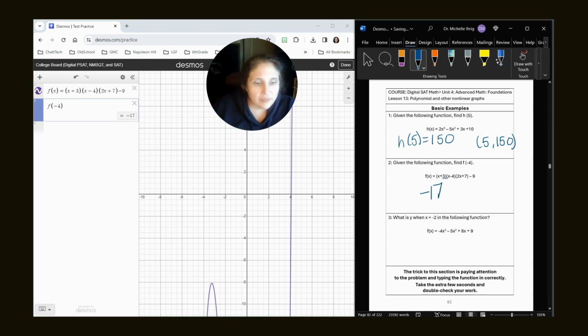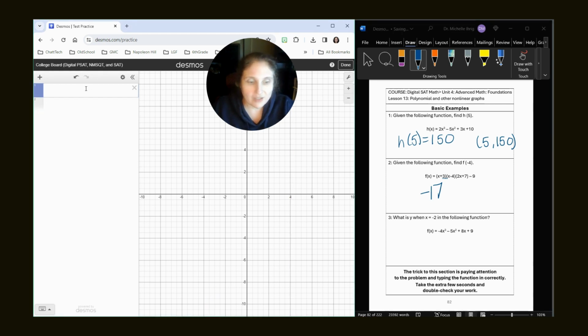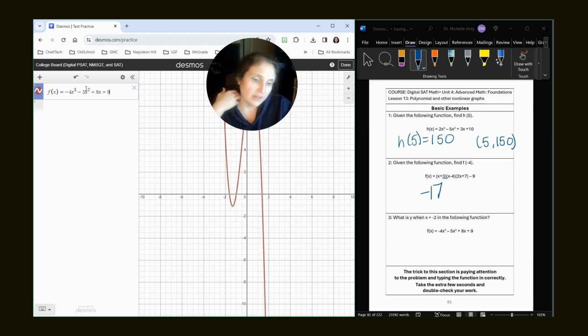All right. What is y when x equals -2 in the following function? Remember, f of x and y are synonyms. You do want to write the f of x because that allows us to do the substitution. Shift 6 allows you to put in exponents. -4x cubed minus 5x squared plus 8x plus 9. Excellent. So x equals -2 is the same thing as saying f of -2, which is 5.